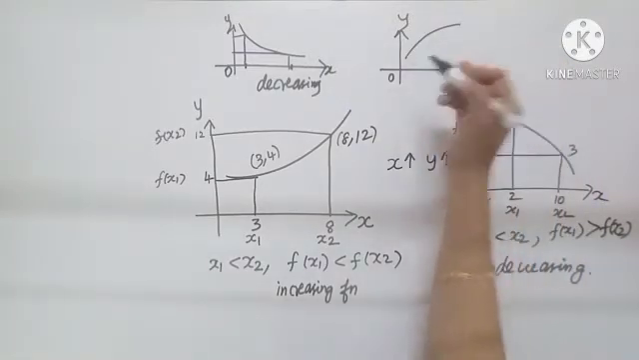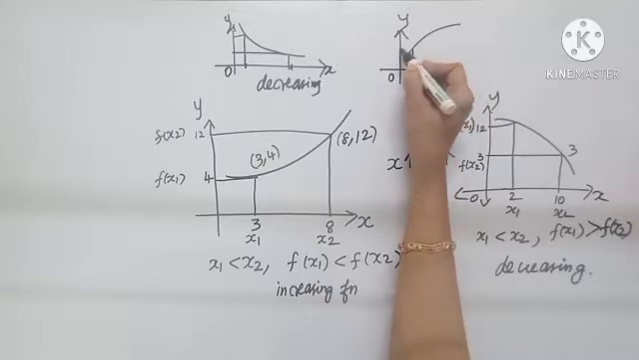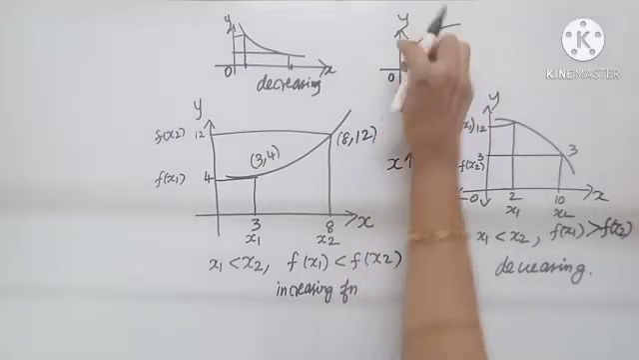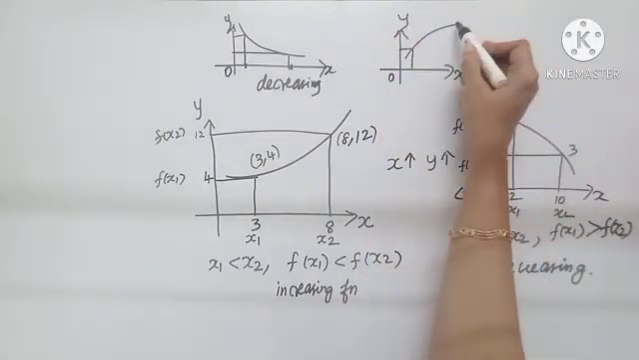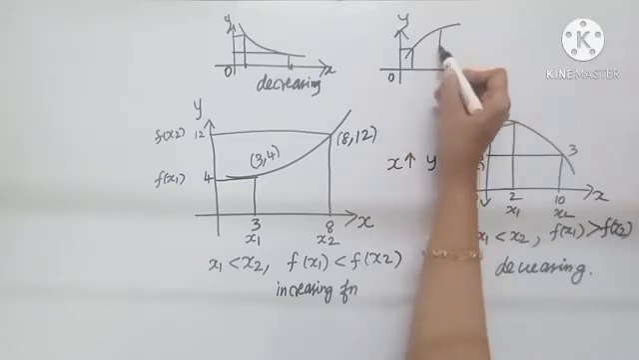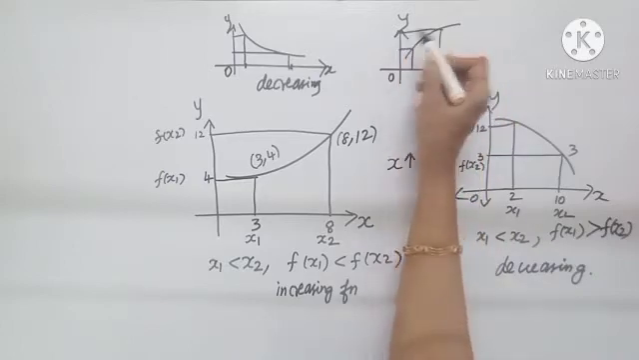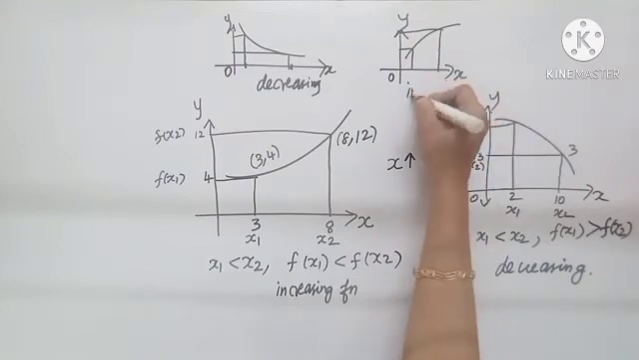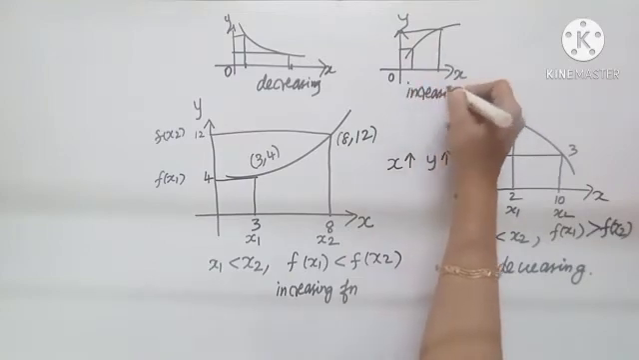A curve like this: see the value, x is small, y is also small. When x is big, y value is also big. So this is an increasing curve.